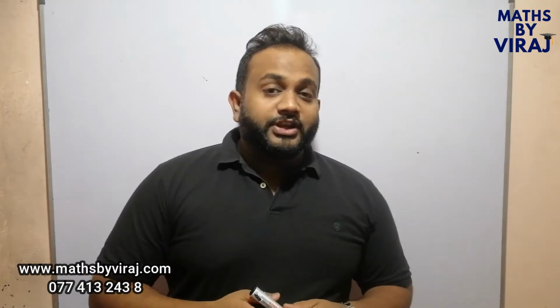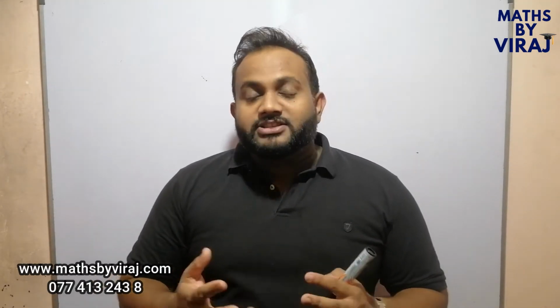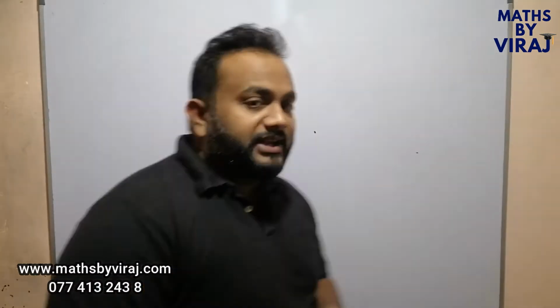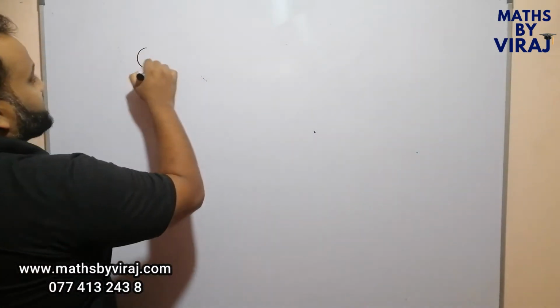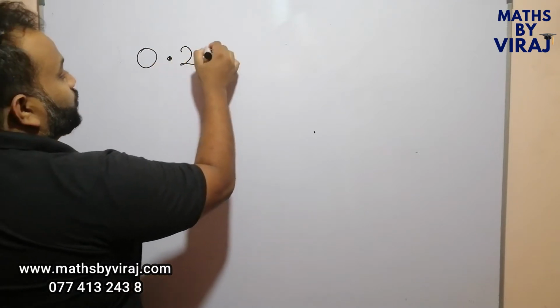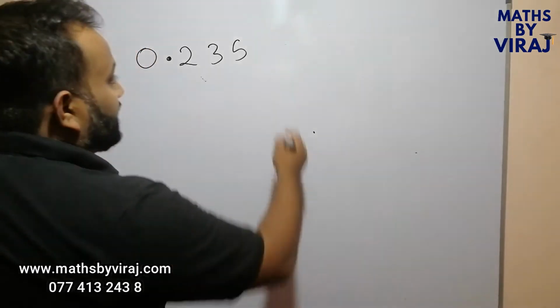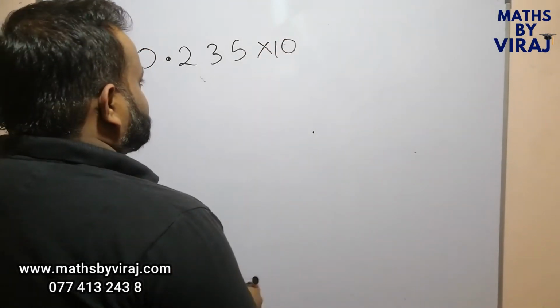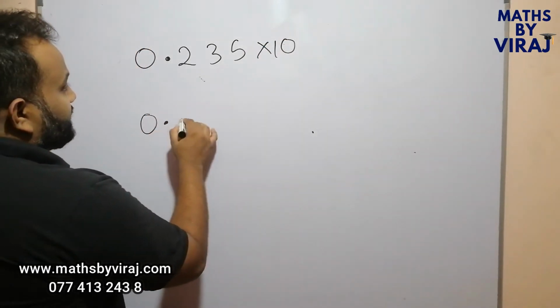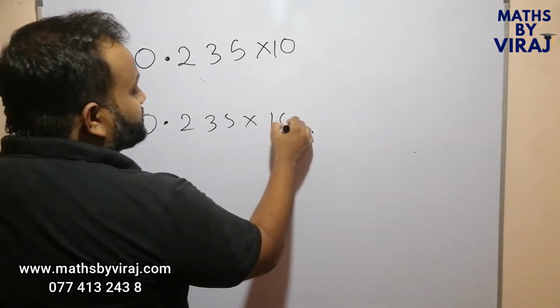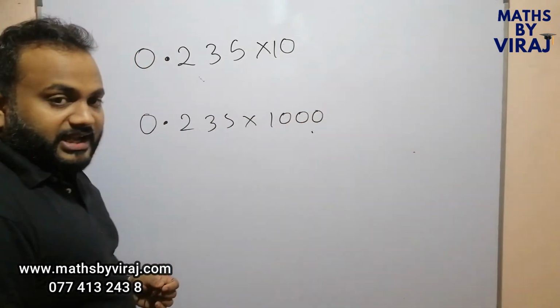Children, today I'm going to teach you all how to multiply by 10 and by powers of 10. For example, let's see. I have the decimal number 0.235. If I need to multiply this by 10, what would be the answer? If I want to multiply the same number by 1000, what would be the answer?